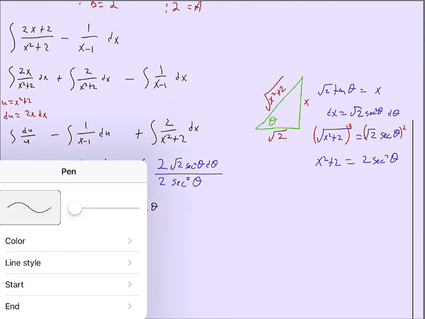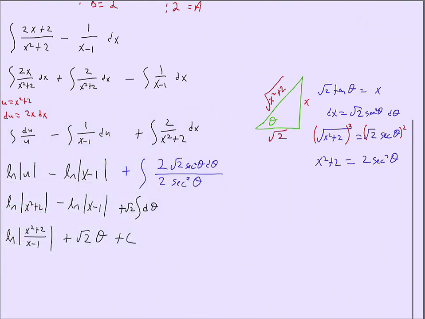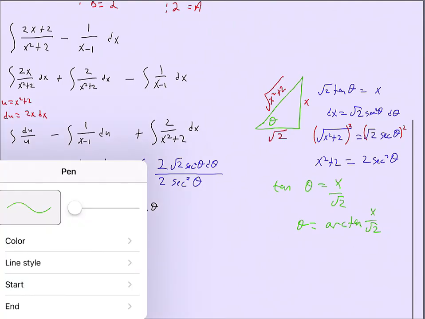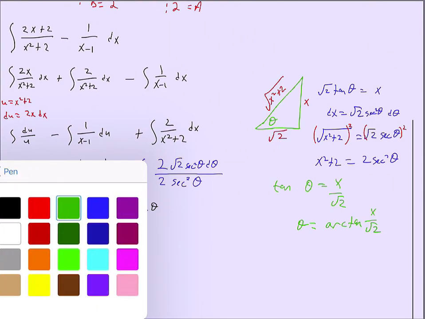And just like we saw in our last class, I am not satisfied with a theta in my answer if I'm trying to find an antiderivative in respect to x. So I'm going to have to look back to this original triangle and say, all right, the tangent of theta is equal to x over root 2, which means that theta by itself is equal to the arctangent of x over root 2. So I am going to have to put that into my answer. Can't leave that theta in there.